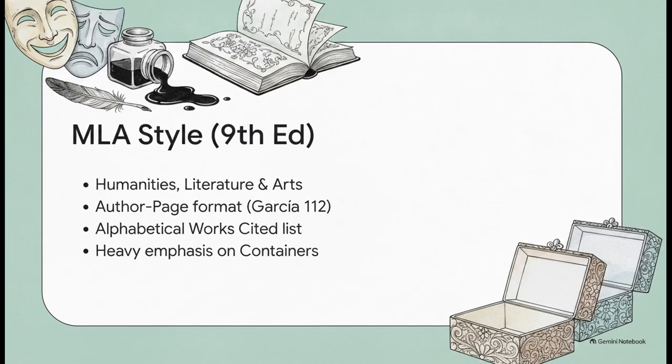But the real focus for the humanities here is the heavy emphasis on structural containers. It's all about showing how a smaller source, like an article, lives inside a larger container, like a journal. This is crucial because tracing the exact physical or digital lineage of a text is absolutely vital for deep literary analysis.